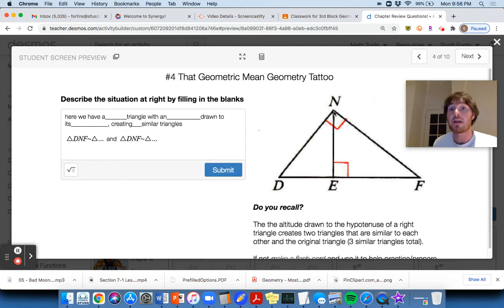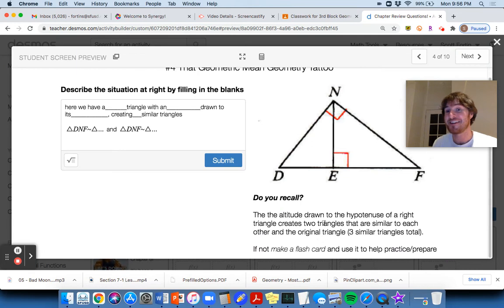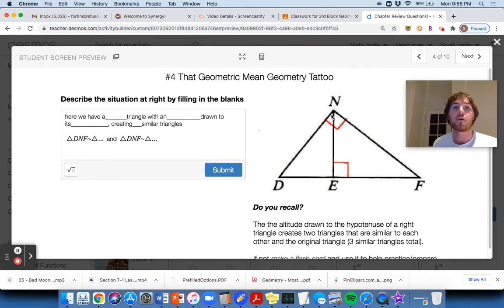If I have a right triangle and I draw in the altitude, here we have an altitude drawn to its hypotenuse, okay? So this is the whole situation. If you look, we have the theorem right down here. If we have a right triangle DNF and an altitude drawn to its hypotenuse, it will create 3 similar triangles. There'll be 3 similar triangles in this situation, the original triangle itself and the other 2. So the answer is just right here. The original triangle itself is similar to the other 2 triangles that get created.